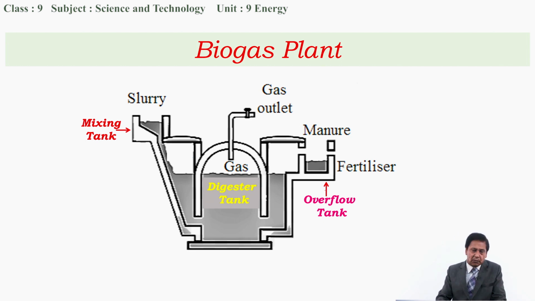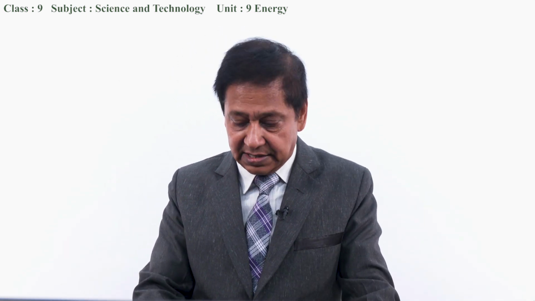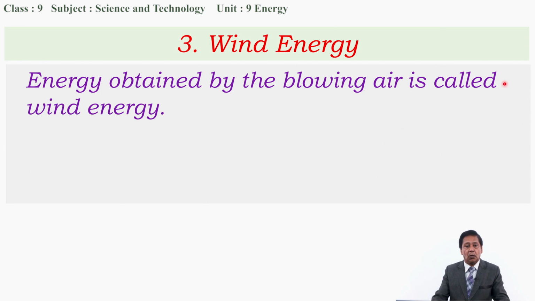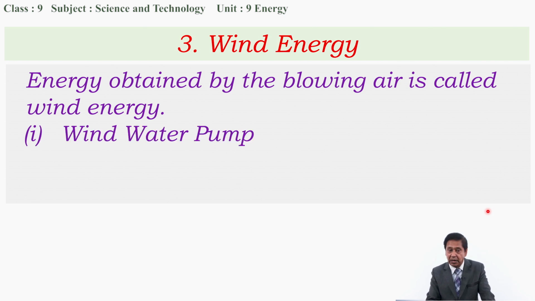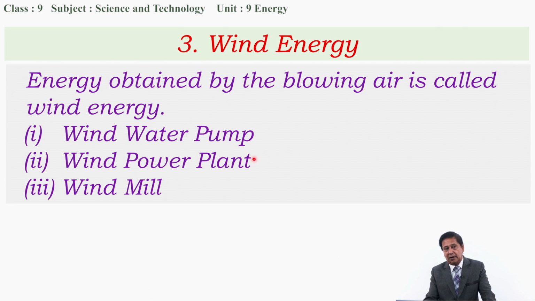Okay. Now I want to show you another. I'm talking continuously about alternative sources of energy, and the third alternative source of energy, I told you, is wind energy. What is wind energy exactly? The energy obtained from blowing air is called wind energy. And wind energy can be utilized in different ways. Number one, by using a wind water pump. Second, by using a wind power plant. Third, by using a windmill. Wind water pump, wind power plant, and windmill are the methods of use of wind energy for different purposes.